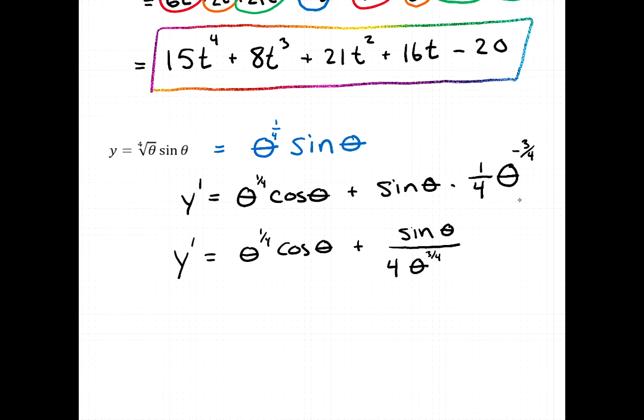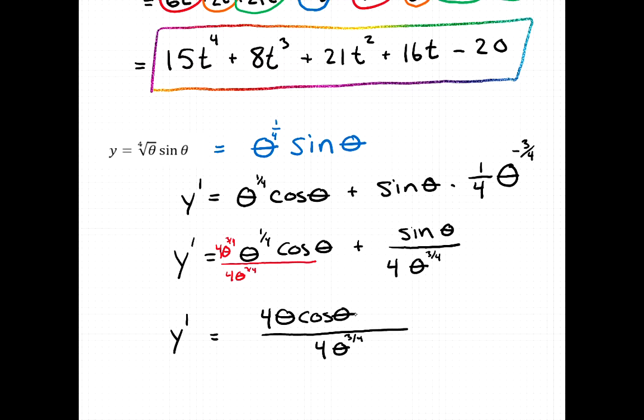All right, and we could maybe combine these two terms by getting a common denominator. So what we could do is multiply this first term by 4 theta to the 3/4 power over 4 theta to the 3/4 power. So now we'll have y prime equals, with a common denominator, 4 theta to the 3/4. And this works out nicely, theta to the 3/4 times theta to the 1/4, we add the exponents, so that's just theta. So 4 times theta times cosine of theta plus the sine of theta. All right, so that's a nice looking simplified derivative.